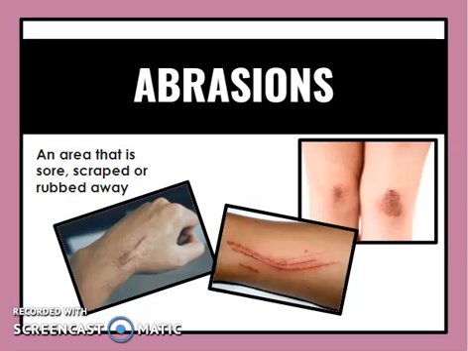Abrasions are very common injuries. The definition of an abrasion is an area that is sore, scraped, or rubbed away. A spot on one's arm that is scraped from falling off a bike is an example of an abrasion.